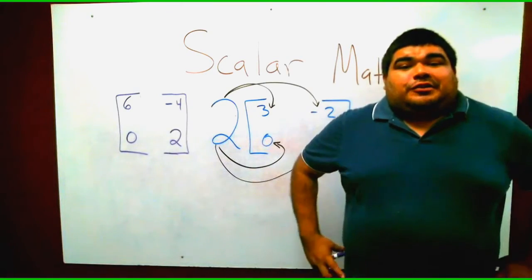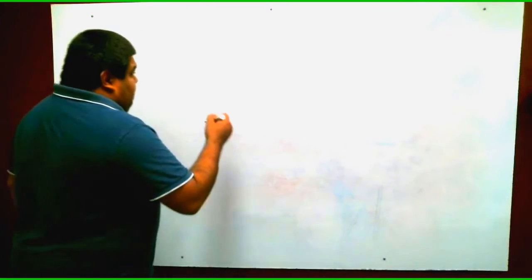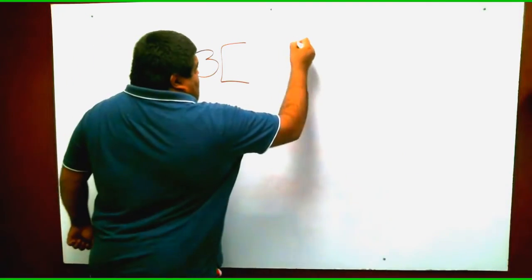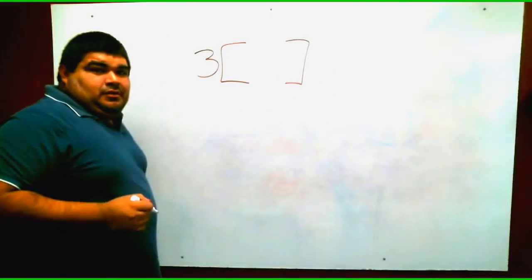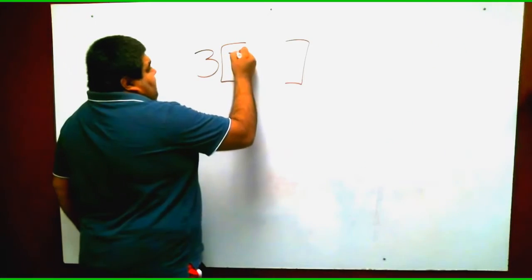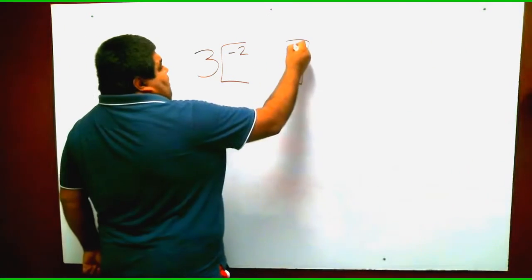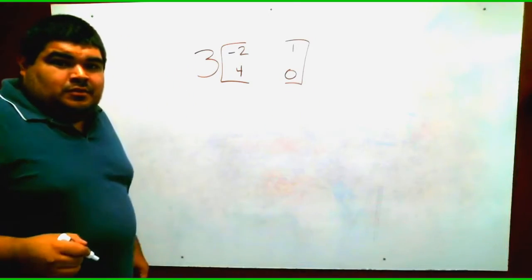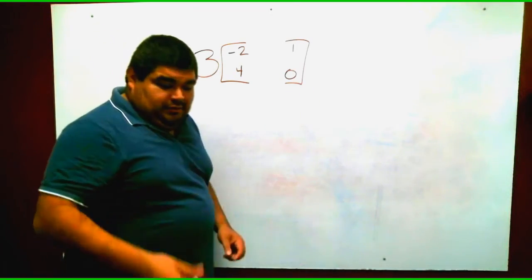All right. So here's your assignment for today. All right, guys. So you will have 2 problems to work out. Remember, once you're done working them out, send in your answers. So problem number 1 is 3 times our little matrices. We have a -2, a 1, a 4, and a 0. Okay? That's your first one.